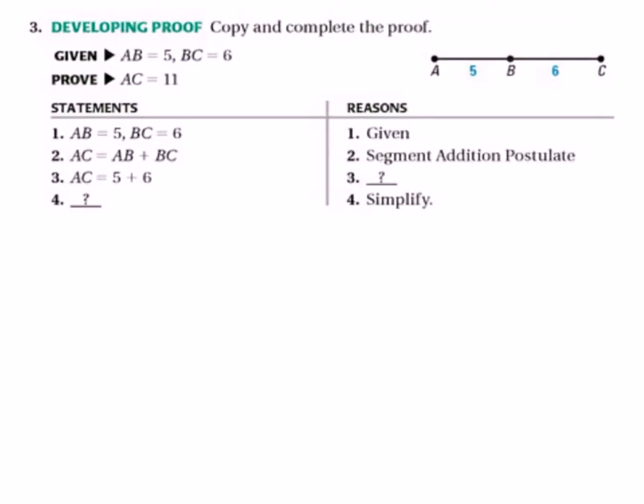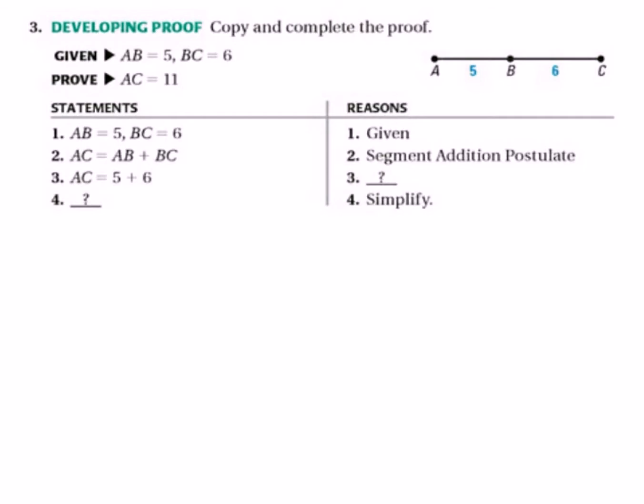Now turn to page 108 and let's look at the skill practice. Number 3 says copy and complete the proof. If you look at the information given, we want to notice that on the left side we have our statements. On the right side you have your reasoning. You have given information, and this is what we're trying to prove. We want to prove that AC is equal to 11.